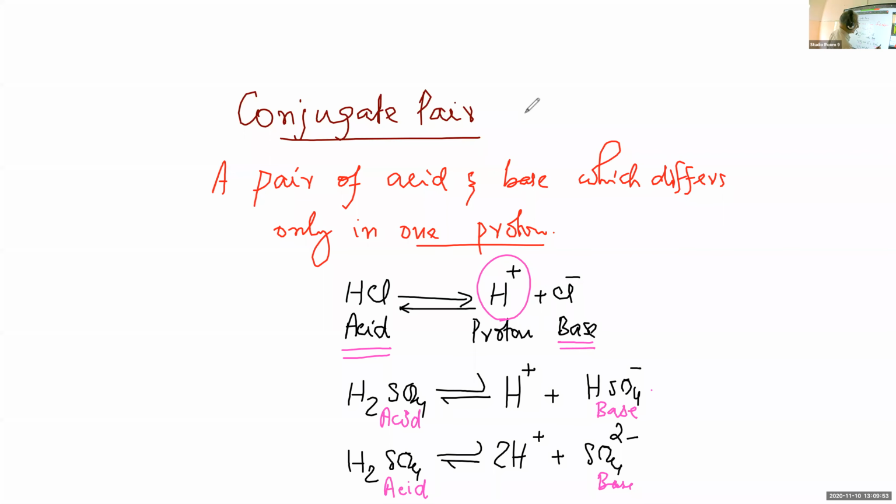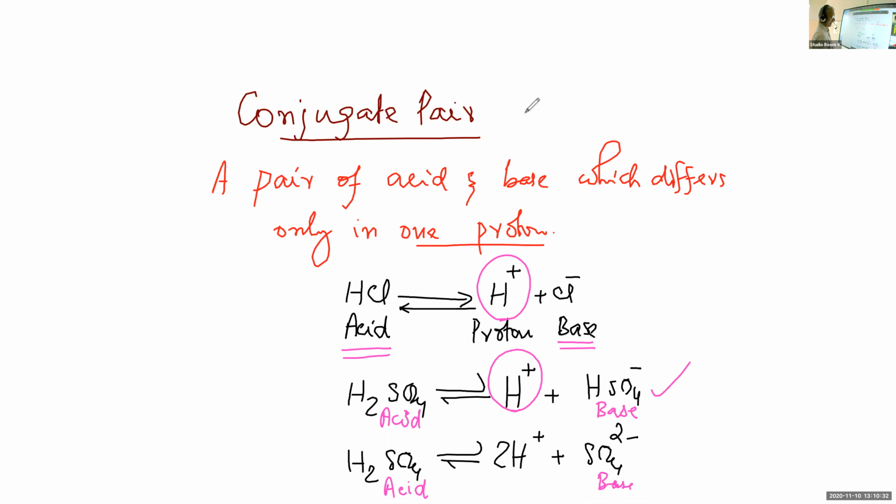Yes, this is the conjugate pair, because the difference between the acid and base is only one proton. So H2SO4 and HSO4 minus ion is a conjugate pair. We say HSO4 minus ion is the conjugate base of H2SO4, while H2SO4 is the conjugate acid of HSO4 minus ion.